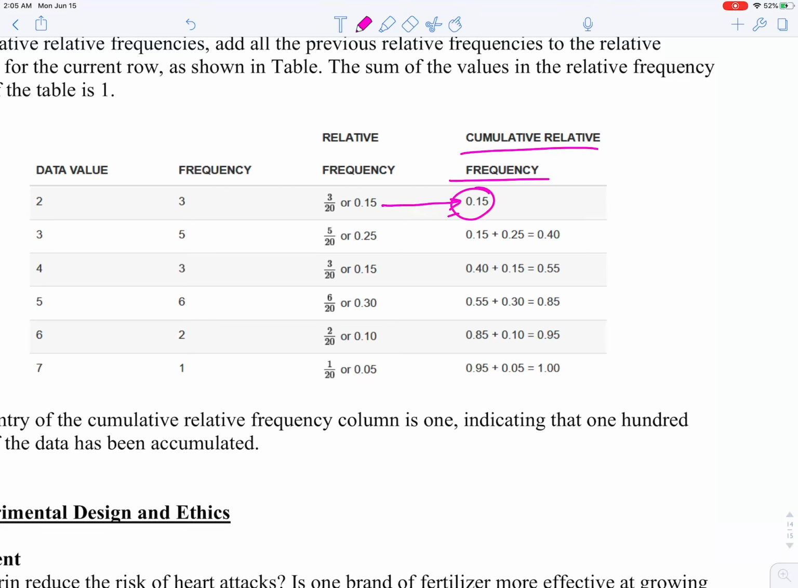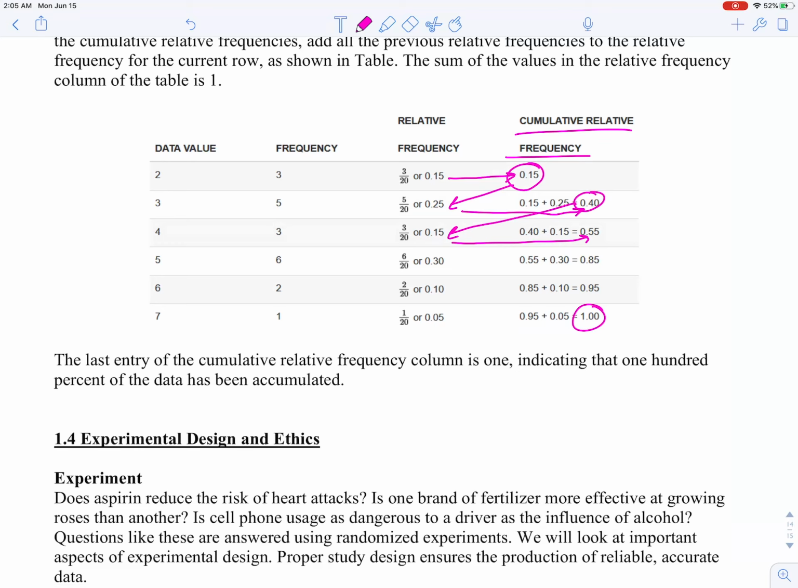Then what we're going to do is take this value, add it to the next relative frequency, and that goes here. And we're just going to keep repeating this process. We take this cumulative frequency, add it to the next relative frequency, and we get this. And if you keep doing that, of course, in the end, you're always going to end up with 1, or 100%. Okay, because 100% of your data has been accumulated. It's cumulative. So by the end, you've accumulated 100% of everything. All right, that's an important process to know as well.